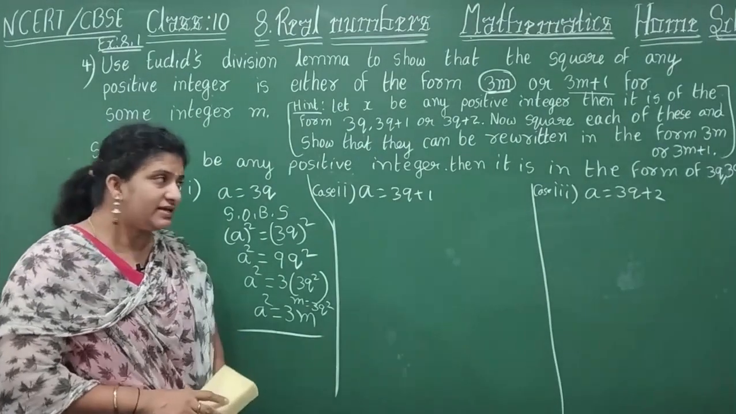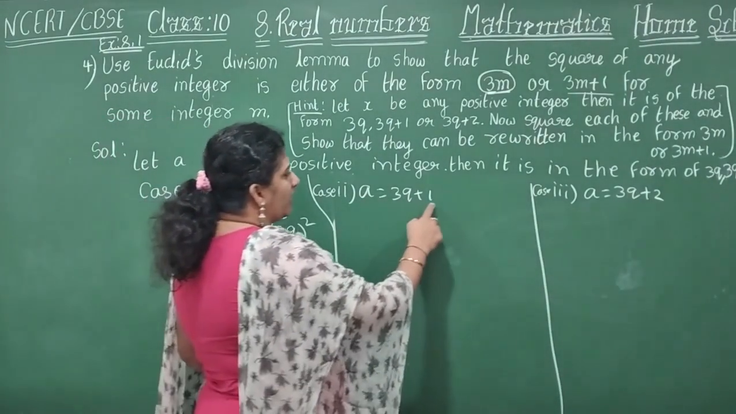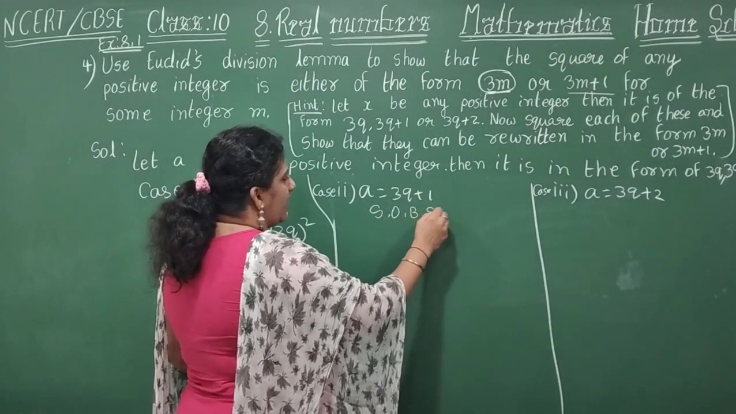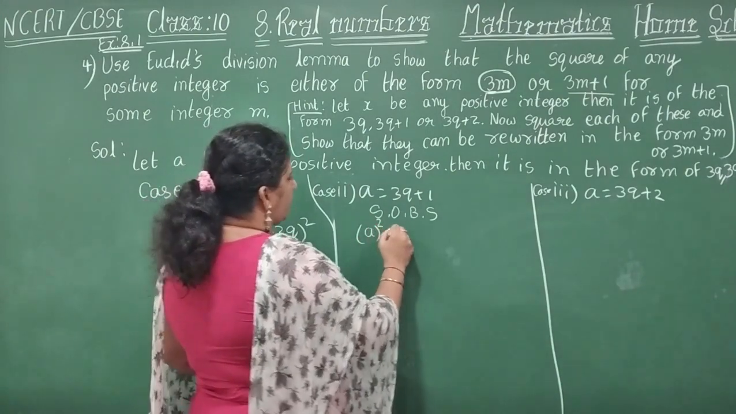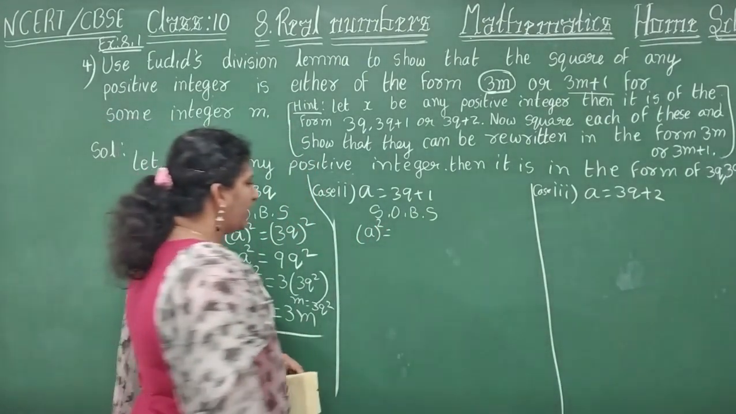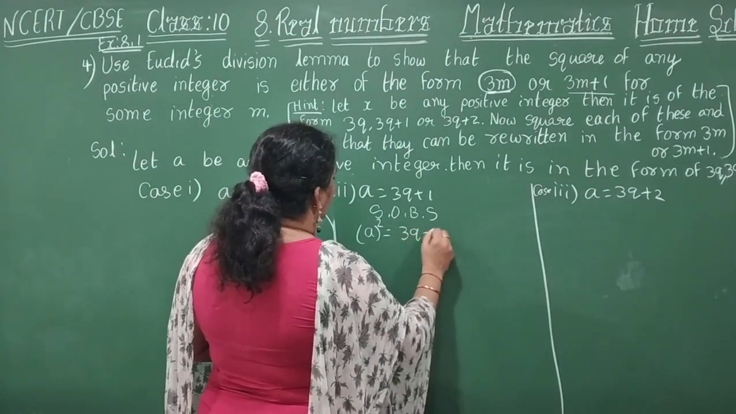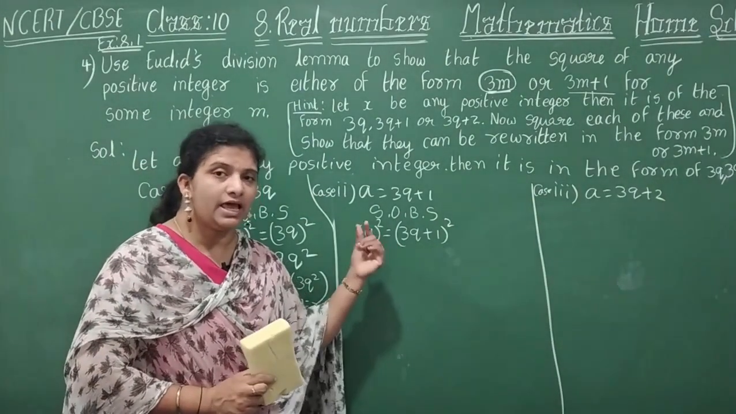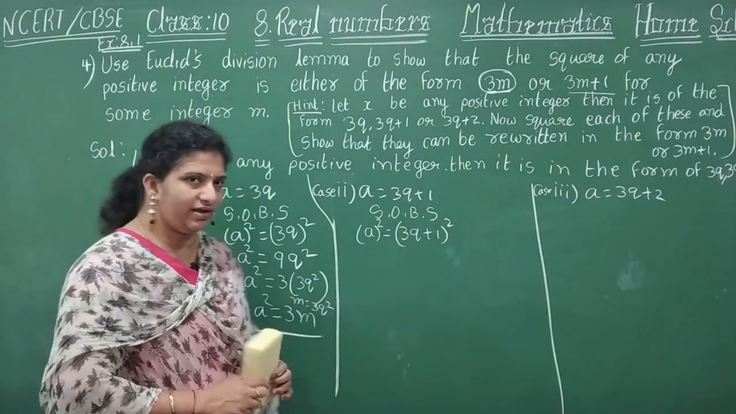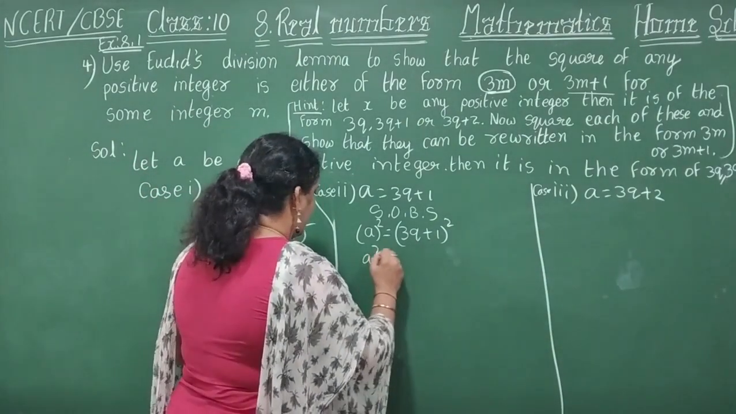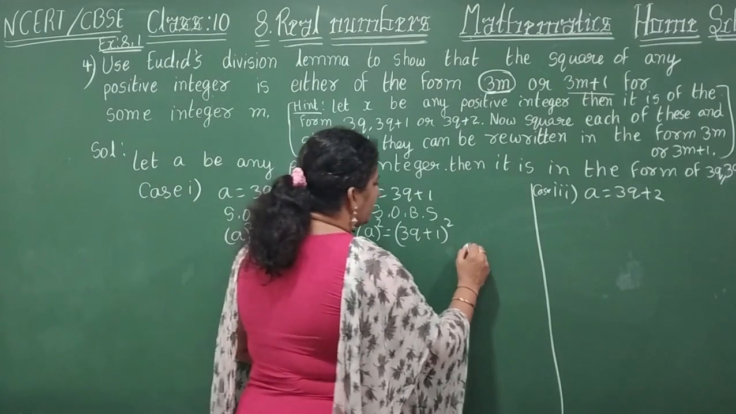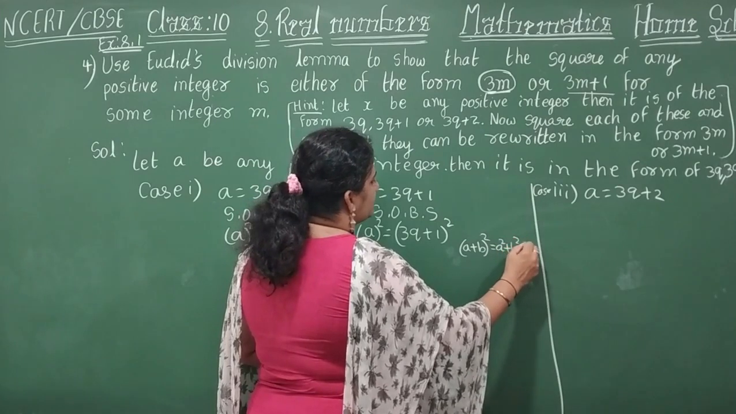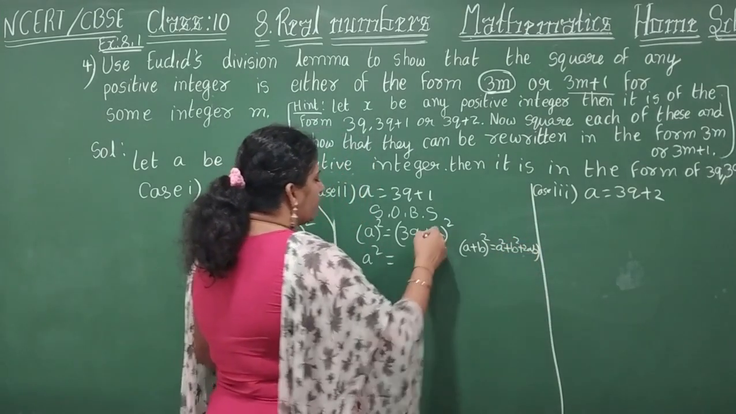So let's see the second case here. Case 2. A is equal to 3q plus 1. What do we need to do? Squaring on both sides. That is A whole square is equal to 3q plus 1 whole square. Children, do you remember this? Which form is it? A plus B whole square, right? So let me write your formula here again. A plus B whole square is equal to A square plus B square plus 2AB. Now apply this formula here.